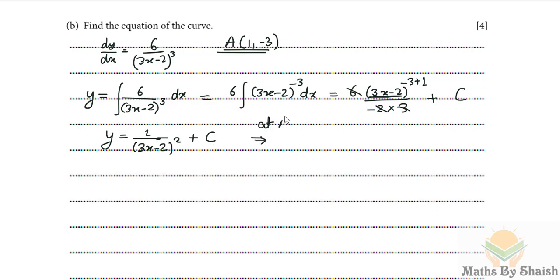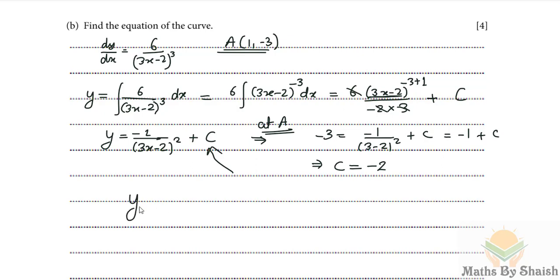And at A, because we know the point A lies on the curve, so at A y is going to be minus 3 equals minus 1 over (3 times 1 minus 2) whole square plus c. It is going to be minus 1 plus c, so c equals minus 3 plus 1, that is minus 2. Once we get the constant of integration we substitute it here and we get the equation of the curve as y equals minus 1 upon (3x minus 2) whole square minus 2, and that's the equation of the curve.